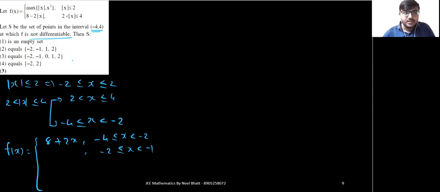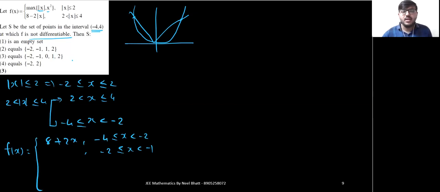Why am I telling you? Just check. We have been given mod x and x square. If you just plot the graph of mod x and x square, it can be something like this. This will be mod, and this can be the graph of x square, something like this, right? Because between 0 to 1, here it will be 1 and here it will be -1.